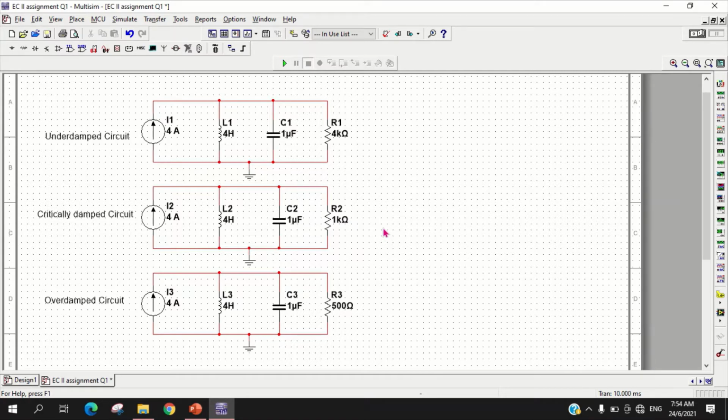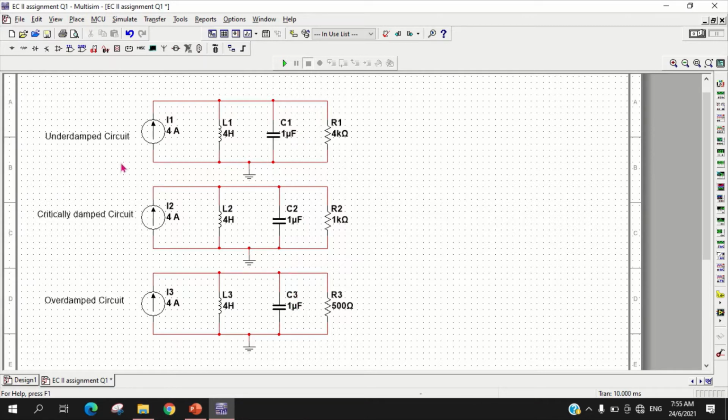So in the question, we need to design for the underdamped, critically damped and overdamped circuit for the RLC parallel. I as given in the question is equal to 4 ampere. We decided to use 4 Henry as the value of the inductor in each of the circuit, and the value of the capacitor in each of the circuit is equal to 1 microfarad.